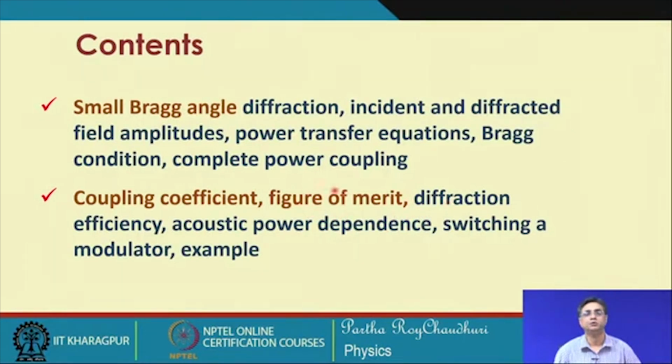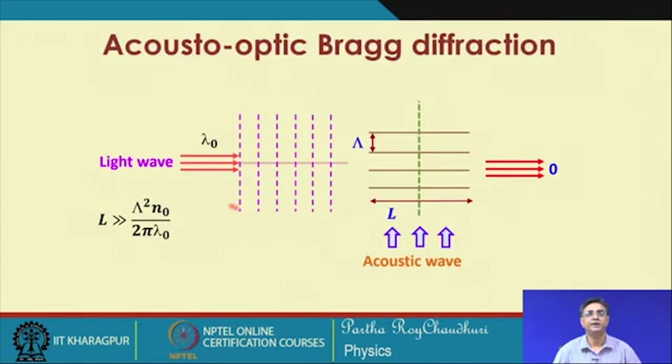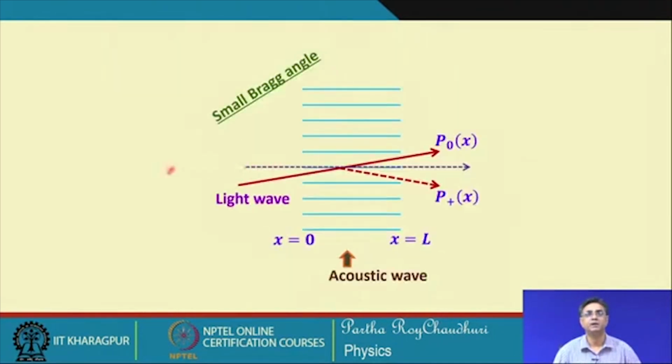particularly which is very useful for modulation of the incident beam, then the diffraction efficiency, acoustic power dependence, switching in the switching of a modulator, and some example numerical, some numbers to have a feel of what would be the parameters for a modulator. So, we will continue with this basic set of equations for small Bragg angle.